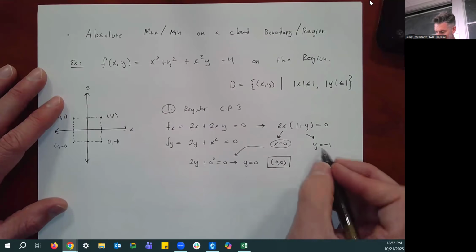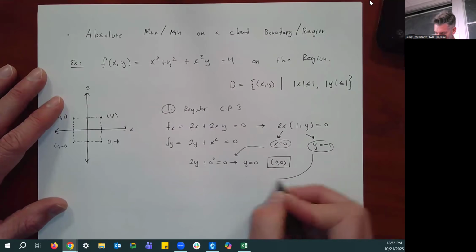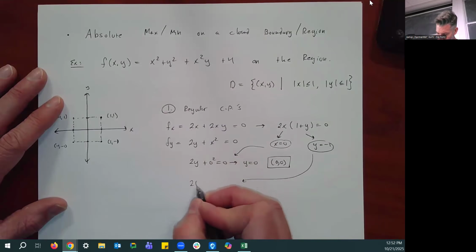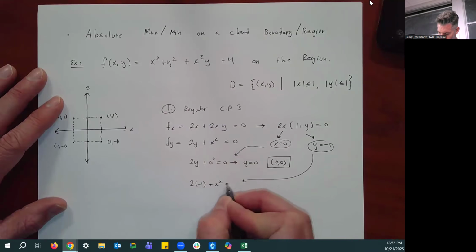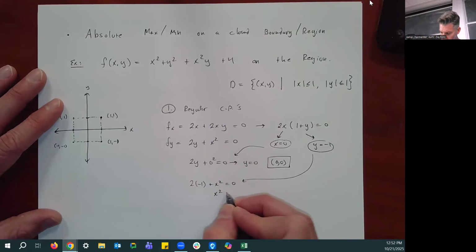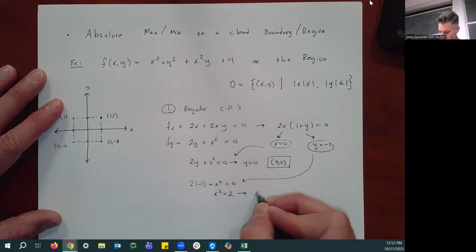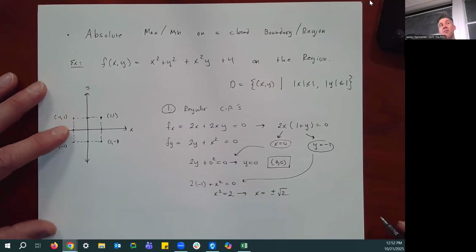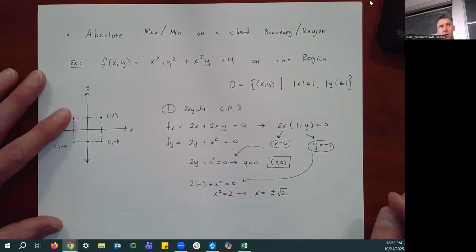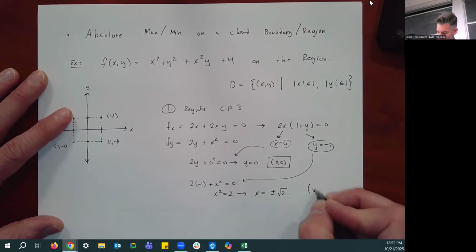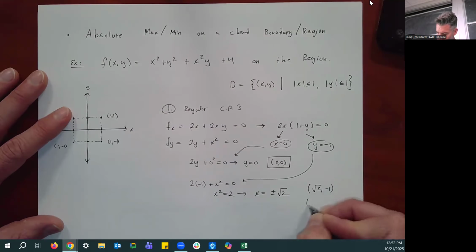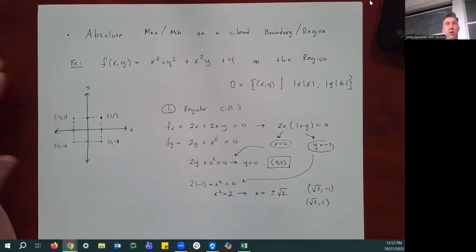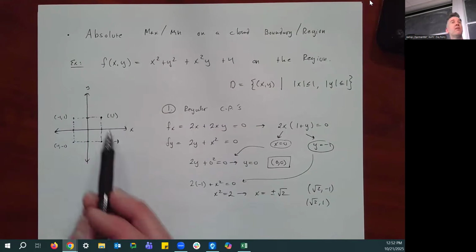And then I'm going to do the same thing with y equal to negative 1. If I plug that in, I'm going to have 2 times negative 1 plus x squared equal to 0. So I'm going to get x squared equal to positive 2. I'm going to get x equal to plus or minus the square root of 2. And if I wasn't being careful, I would say that the square root of 2 comma negative 1 and negative square root of 2 comma negative 1 were critical points. And technically they are for this function, but those critical points are not in this domain.